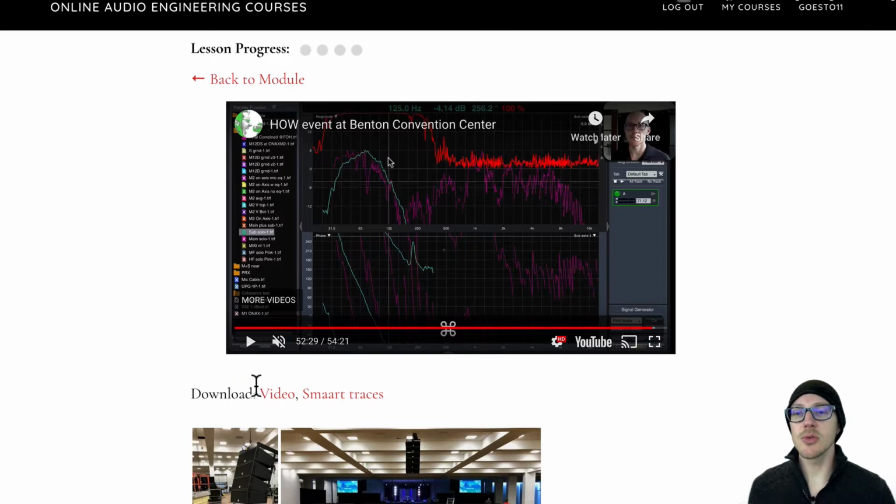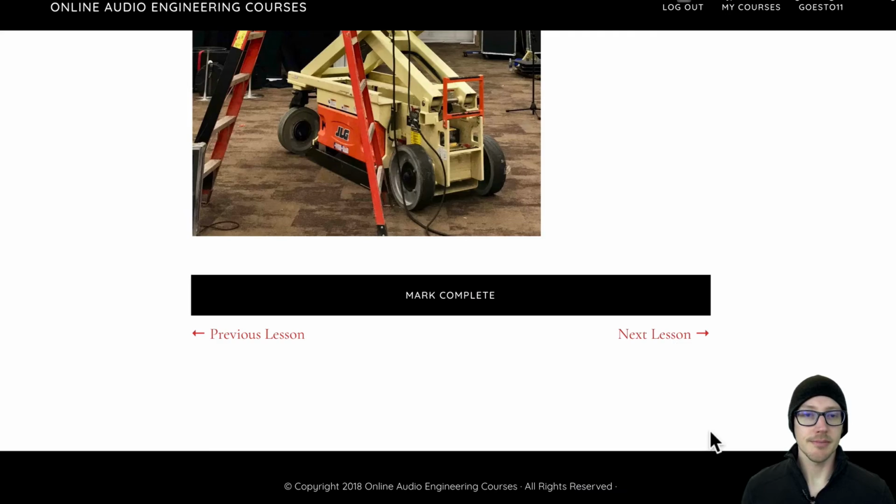Oh, with each of these, you'll be able to, of course, download the video, but then also I have more resources, like you can download all the Smart traces if you want to look at those on your computer. And with several of them, I also have all the design materials. You can look at those.